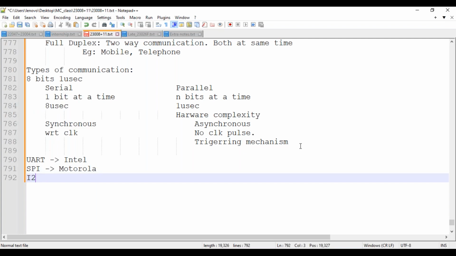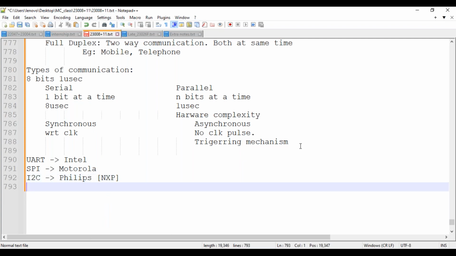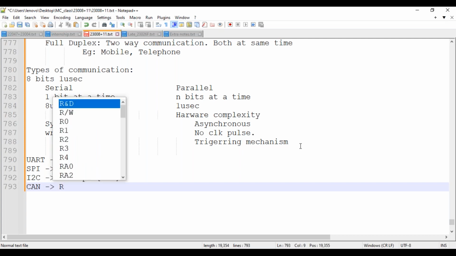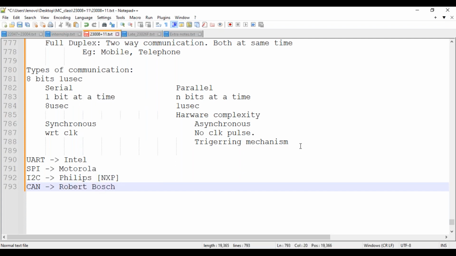Then there is I2C, which was by the Philips company. So Philips right now is being called as NXP. Okay, so that is by the Philips company. And we have CAN protocol, the rules to be followed when two systems are communicating. And this was by Robert Bosch.